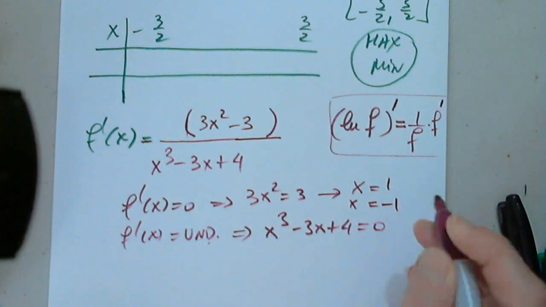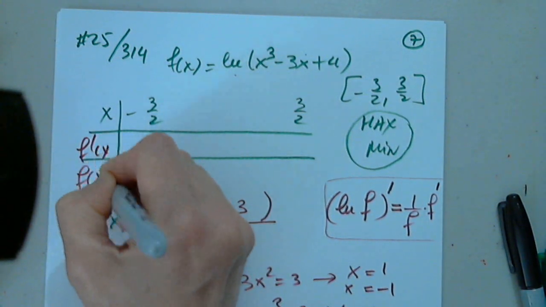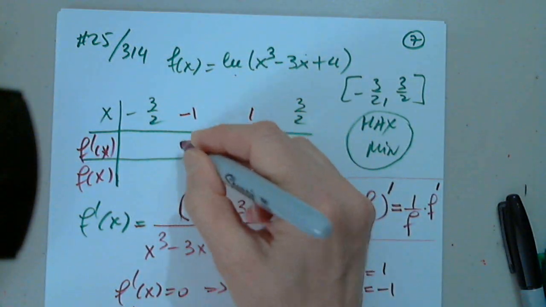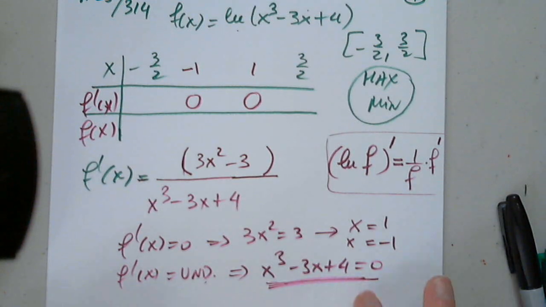1 or negative 1? That's it. So this is f prime of x. This is f of x. We put negative 1 here and 1 here. We have to check this. No stone can be left unturned. So we have to check that. Here it is.